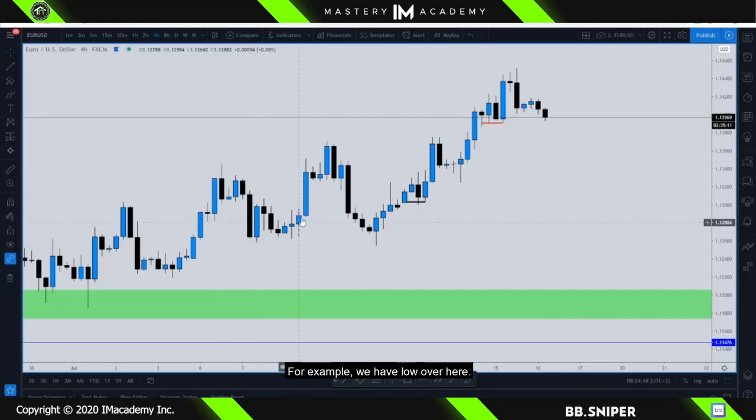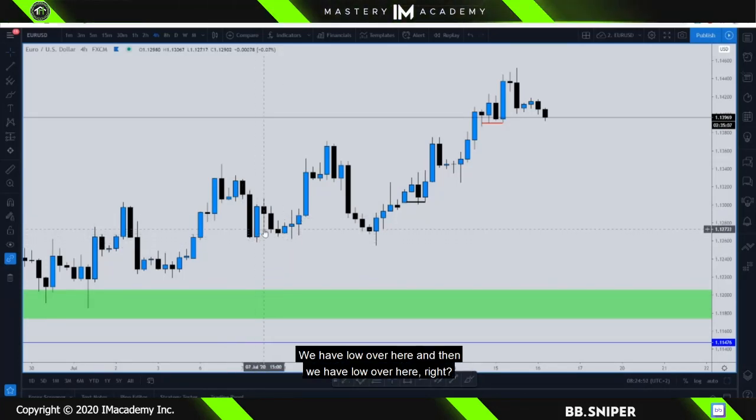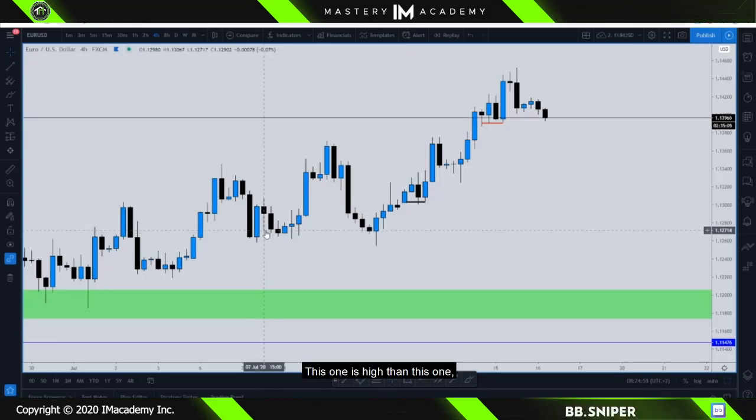Let's begin over here. For example, we have a low over here, a low over here, and then a low over here, right? This one is higher than this one. This one is higher than this one. So this low over here, it's a fractal, right?